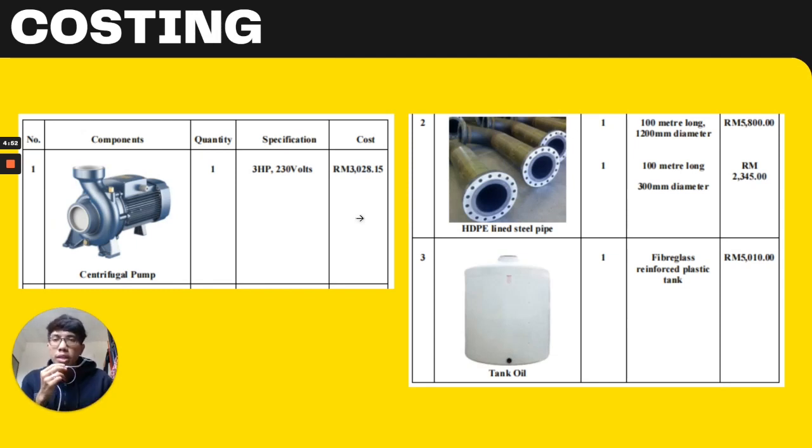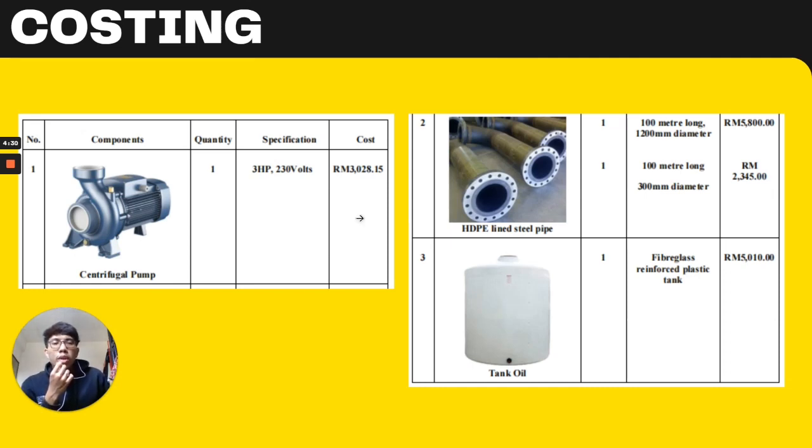As we can see here, in this project we use 3 types of component, the first one is the centrifugal pump. We use the 3 horsepower and 230 volts centrifugal pump, and the price for this centrifugal pump is RM 3028 ringgit 50 cent.